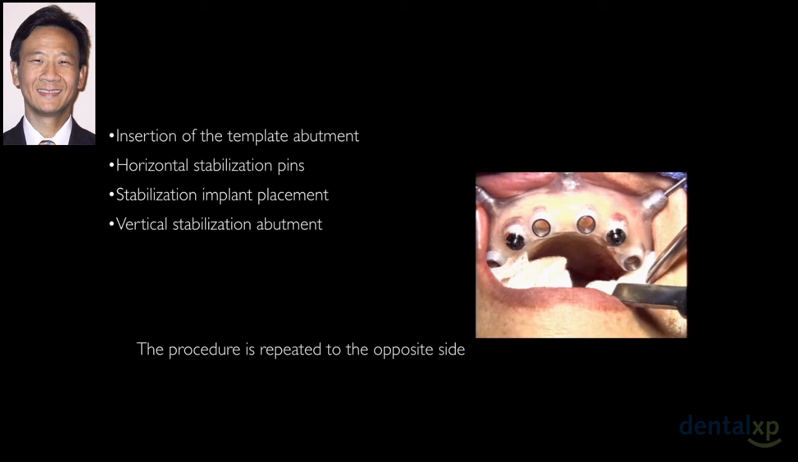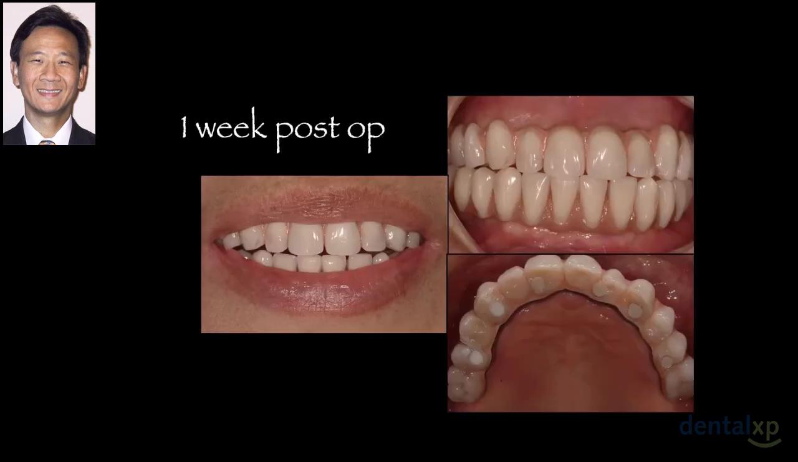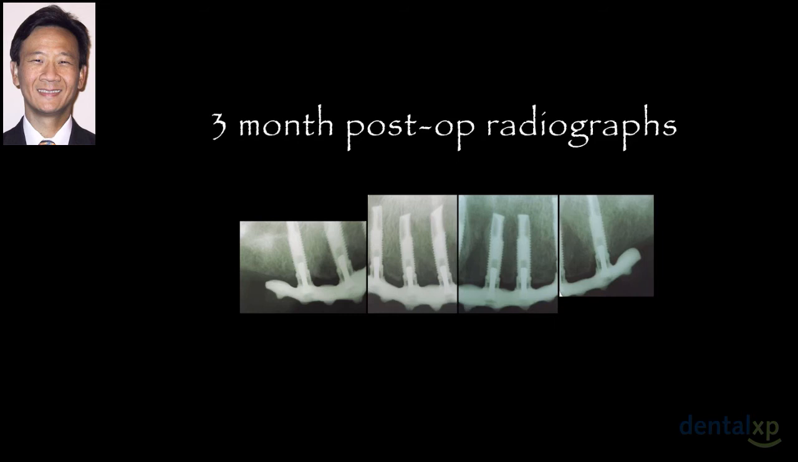After the 2 implants were placed, the remaining implants were placed almost in a cookbook fashion. Soft tissue punch, countersink, 2mm twist drill, 3mm twist drill, and then implant placement. The implants that were used here were the Branemark Mark IIIs with a TiUnite surface, and they were 4.0mm diameter implants. This was the 1-week post-op of this patient in the maxilla, and 3-month post-op radiographic data of where the implants were placed, the height of the bone with that titanium prosthesis.